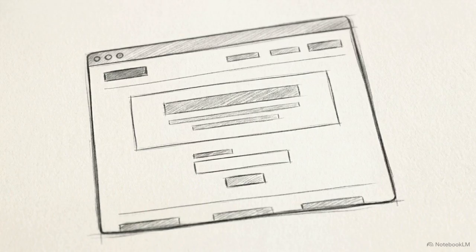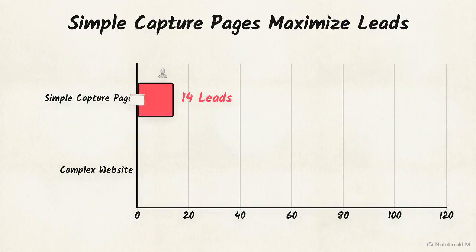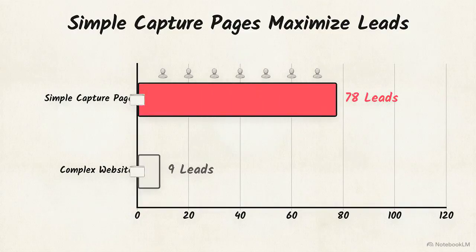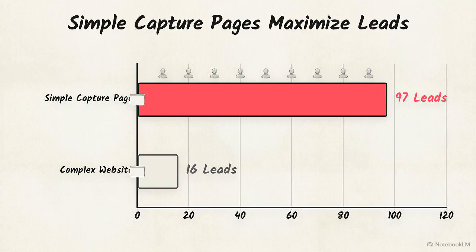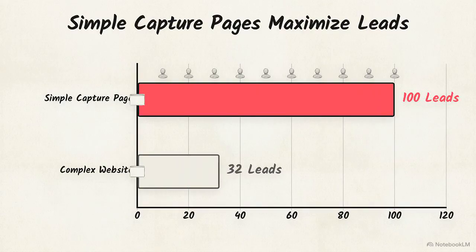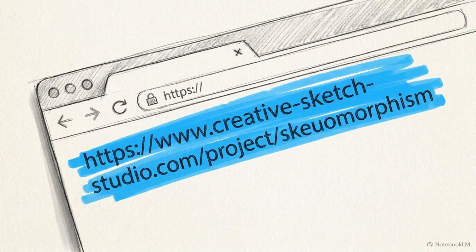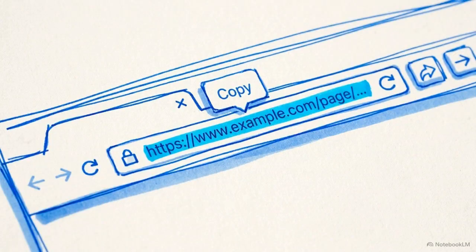A fast, straightforward capture page like this serves as the primary engine for list building, consistently outperforming heavily designed, complex websites when it comes to generating leads. Keep that live page open. Copy your newly verified URL from the address bar so we can prepare for the final stage, activating the traffic.